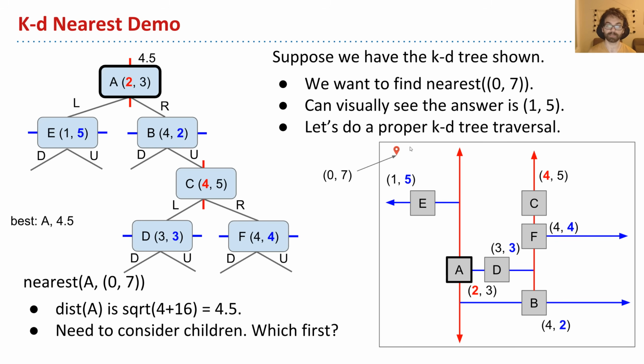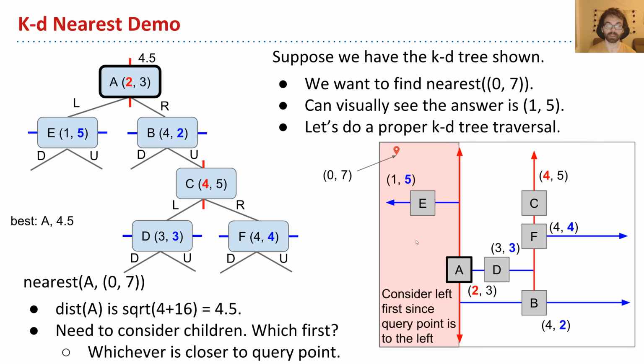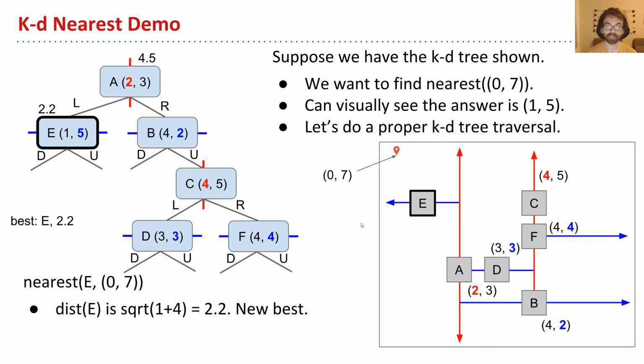Well, it turns out, as you might imagine, it's the left side. So we're going to consider the left first since the query point is to the left. In other words, query.x is less than a.x. So we look on the left and we compute a distance. The distance is 1 plus 4 square rooted, so that's 2.2, and that is better than what we had before. So we're going to write that down and say our best is 2.2.